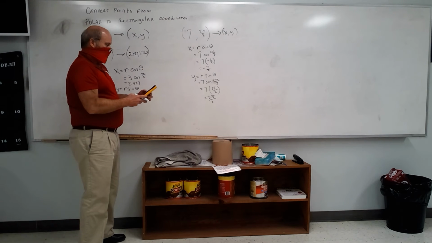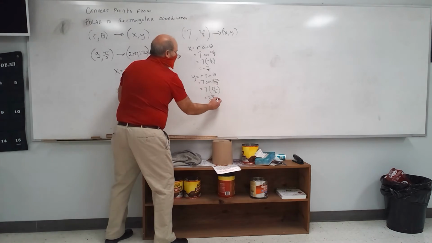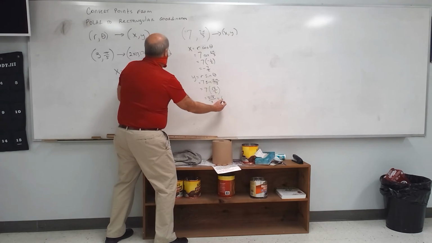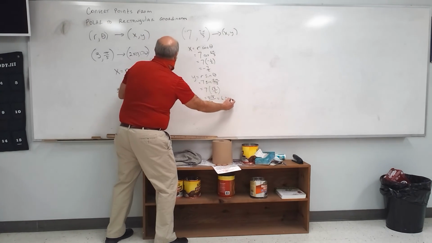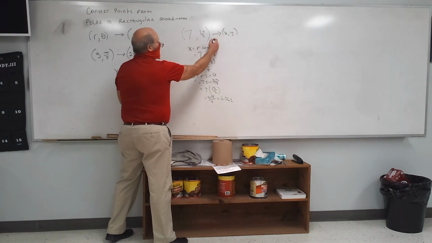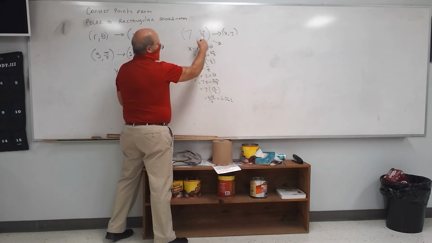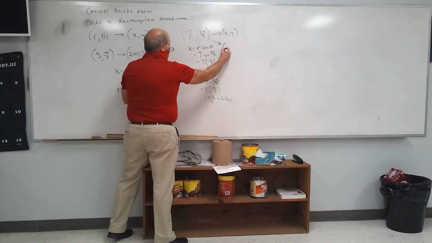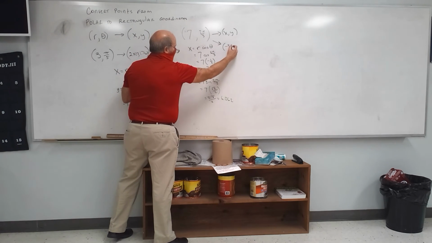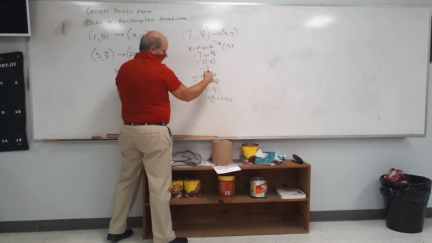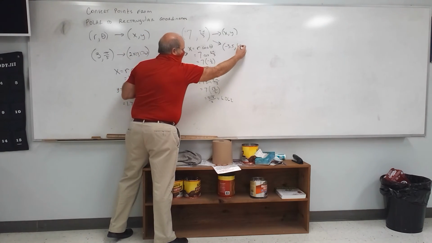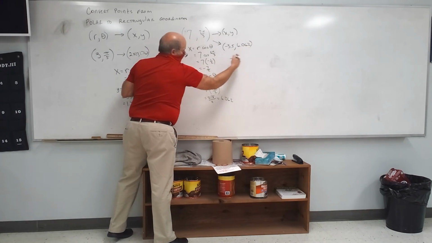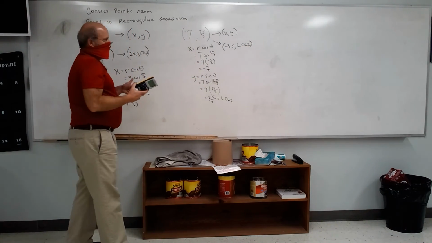It looks like 6.062. So this point, 7, 2 pi over 3 in polar coordinates, is equal to the point negative 3.5, that's the x coordinate, and 6.062, which is in the second quadrant, like I said. Works no matter where it is on the circle.